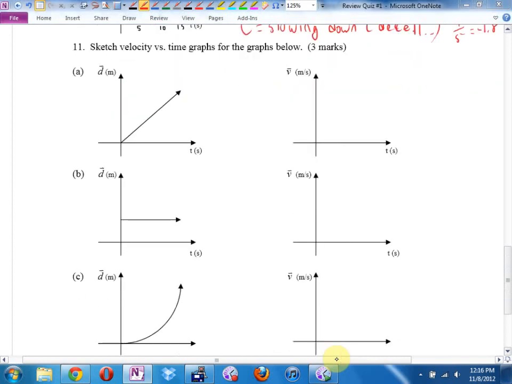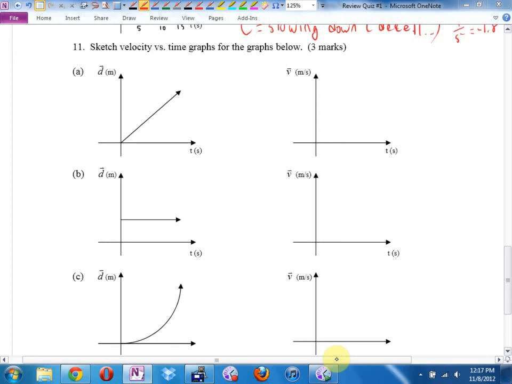Number 11, sketch the graphs. 11A, what type of graph is that? What versus what? Distance versus time. So what do they want me to draw? What's the right-hand graph? The real question is, how can I get the velocity from a distance time graph or a position time graph? How do I get the velocity from a displacement time graph? Slope. It's a slope.